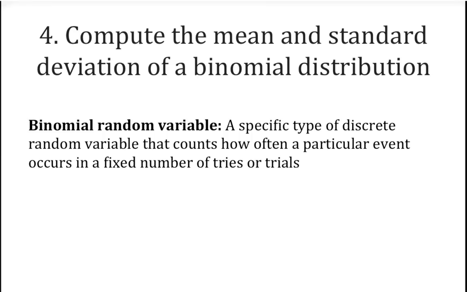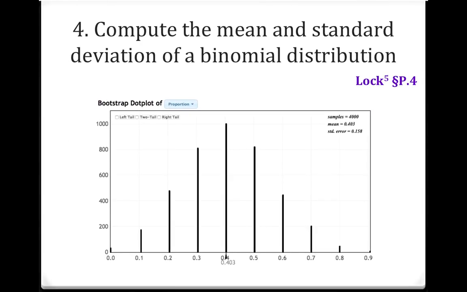A binomial random variable is a specific type of discrete random variable that counts how often a particular event occurs in a fixed number of tries or trials. So now we're working with a discrete variable as opposed to the normal distribution, which was continuous. And if we go back to look at this plot, we can see the discrete nature of this distribution because we have these wide gaps.